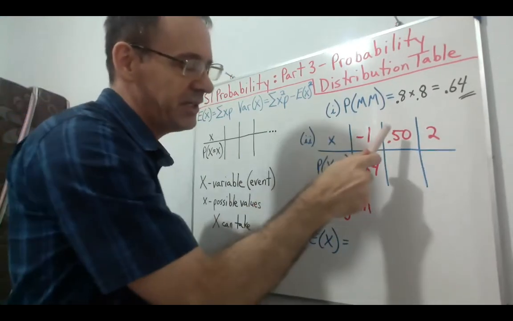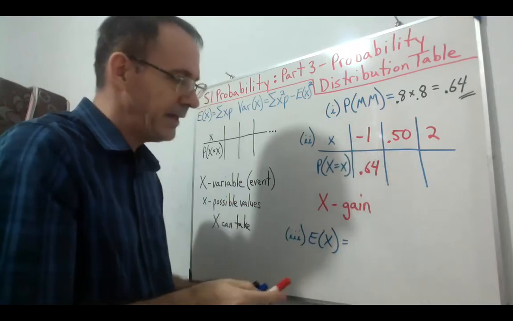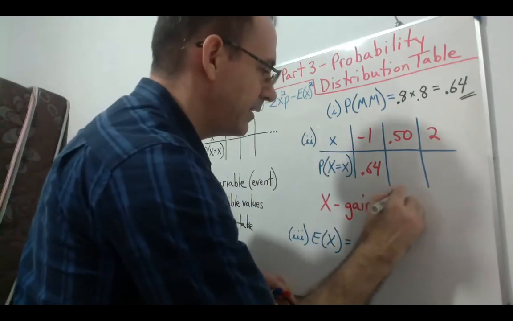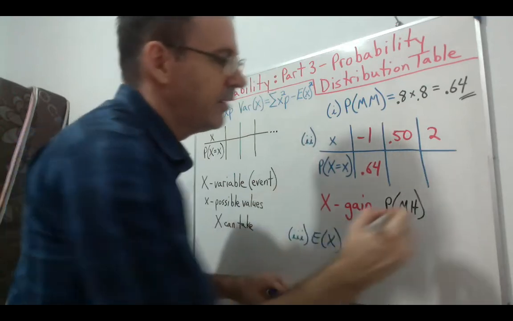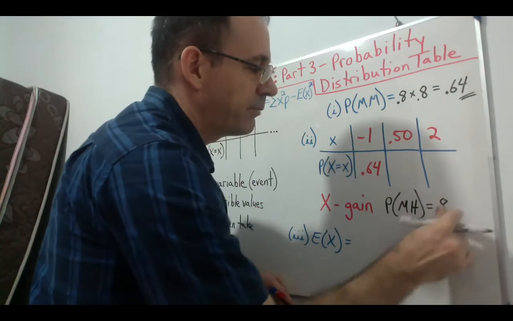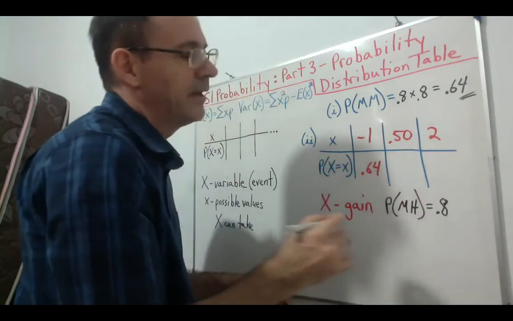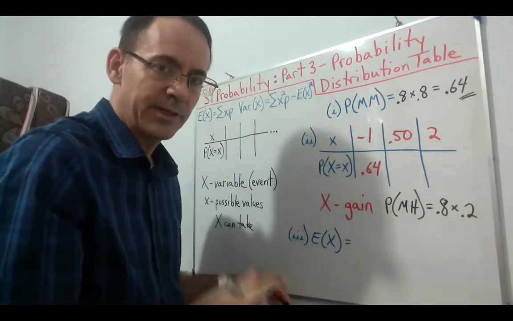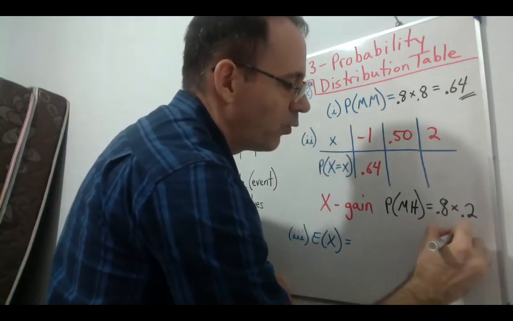Now, if she hit the bell on the second shot, it means she missed the first shot. So it's the probability of a miss followed by a hit. So this would be a 0.8, which is the probability of missing the shot, followed by a 0.2, which is the probability of hitting the bell. So that's a 0.16.